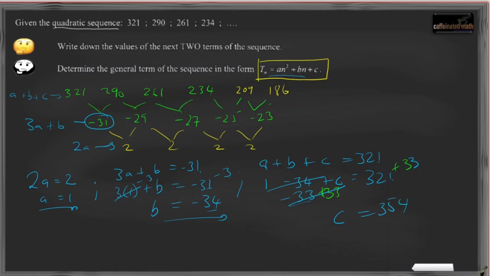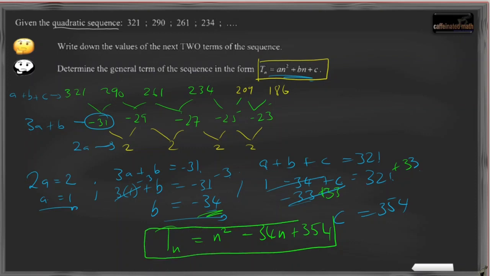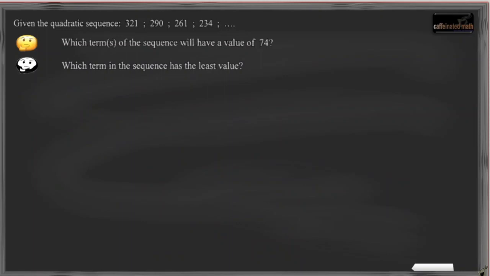But remember the original question, we were asked for an equation. Therefore t subscript n is equal to, well, a is equal to 1, so then n squared minus 34n from there, and then c is plus 354. Pretty basic stuff. Given this quadratic sequence, which term of the sequence will have a value of 74? Well, now we just take our equation and set it equal to 74.